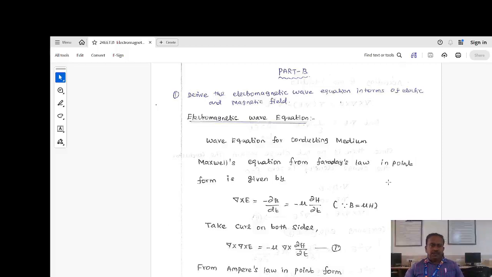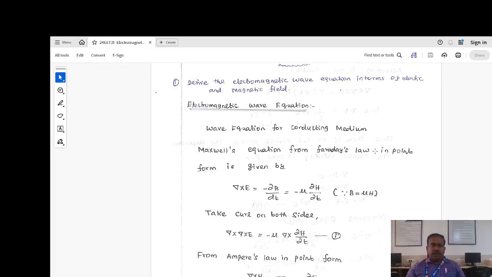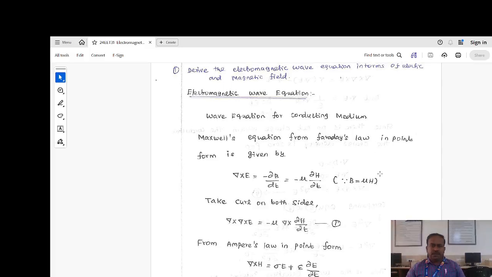So next topic is to derive the electromagnetic wave equation in terms of electric and magnetic field. In the first case, we are considering the electromagnetic wave equation in the electric field. The wave equation for a conducting medium: the Maxwell equation from Faraday's law in point form is given by del cross E equal to minus dou B by dou T, where B equal to mu into H. These relations we have to substitute in the equations.